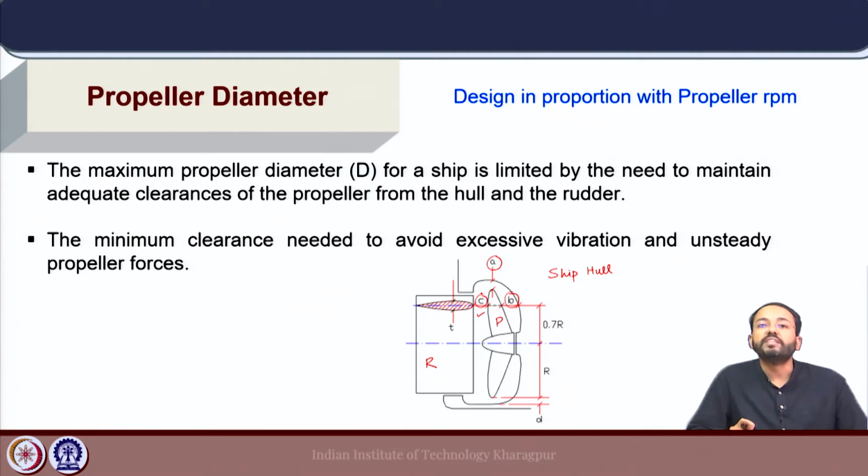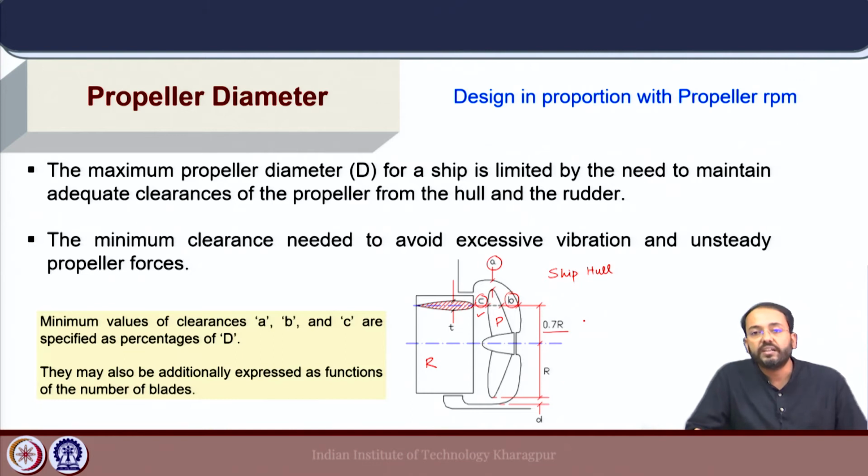Now, these values are defined at certain locations. For example, A is the value given at the blade tip, and B and C are defined at the representative section, which is at 0.7 R for the propeller. Now, what do these clearances depend on? They are specified as percentages of the diameter of the propeller in general. Now, certain classification societies have requirements for maintaining these clearances between the hull propeller and propeller rudders. So, they can be additionally also related as functions of the number of blades of the propeller.